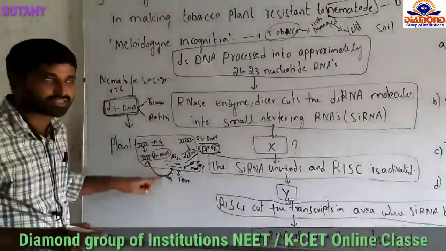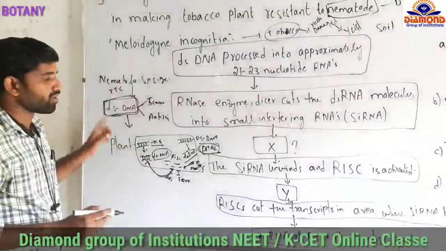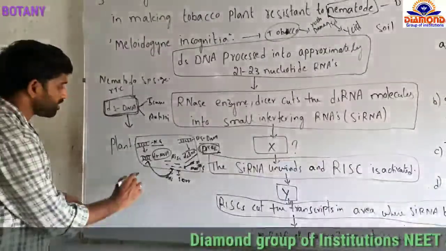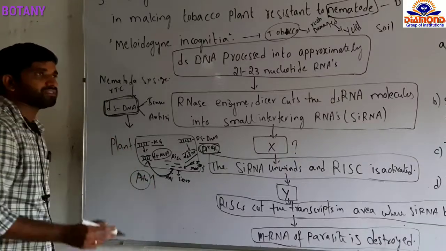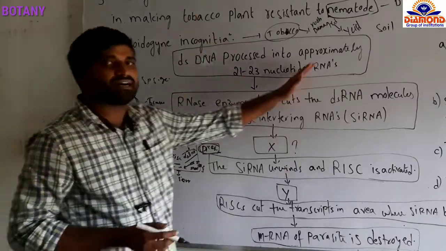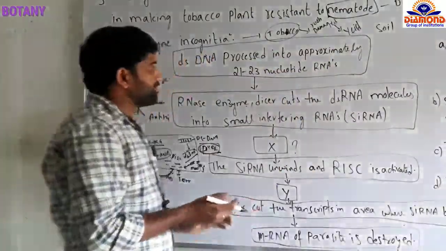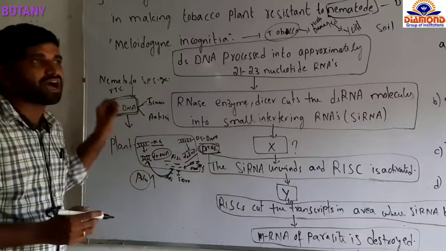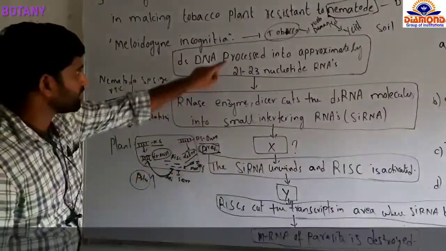So this is called mRNA silencing, or also called RNA interference. Here the protein synthesis does not take place, or protein synthesis stops. If the protein synthesis stops, the nematode will not get the food materials, and later it will die. In this way we can perform RNA interference by using biotechnology. Based upon the concept only, it is given as a flow chart.